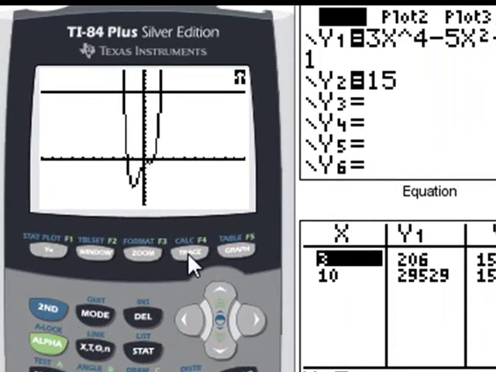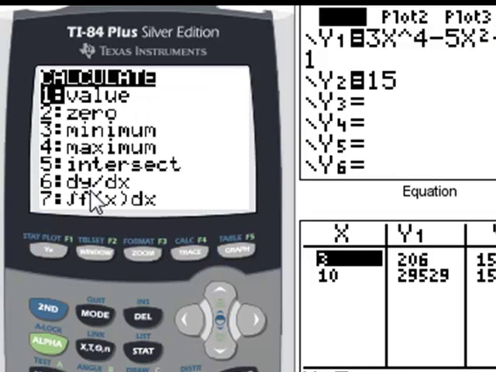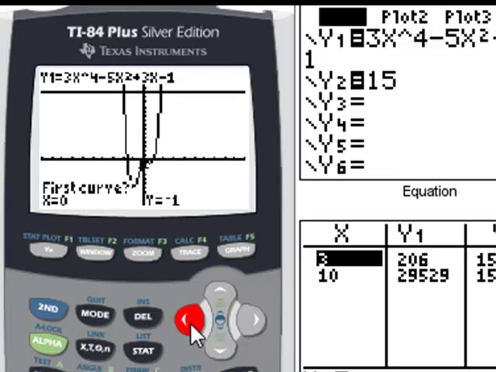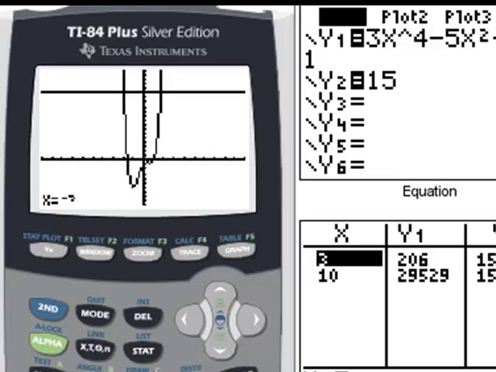So we're going to do second calculate, number 5 is intersect, and now we're going to move the cursor towards the intersect point that we want. So first let's do this one on the left. First curve, second curve, hit enter, guess, hit enter, and there's our value, negative 1.910725.